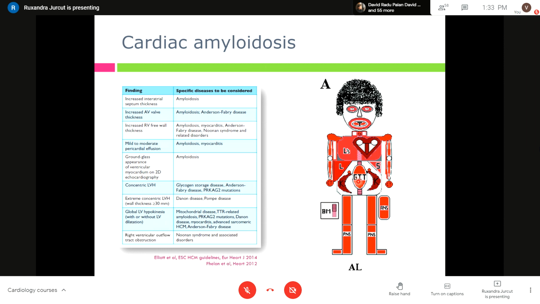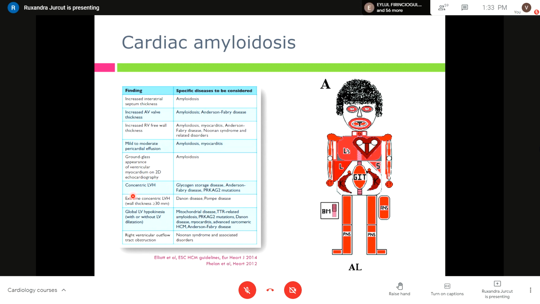Remember, cardiac amyloidosis can affect, like in this drawing, the heart, the kidneys, the gastrointestinal tract, the eyes, the tongue with macroglossia, the peripheral nervous system with neuropathy, the autonomic nervous system with orthostatic hypotension, for example, the bone marrow, so there can be problems at many levels.